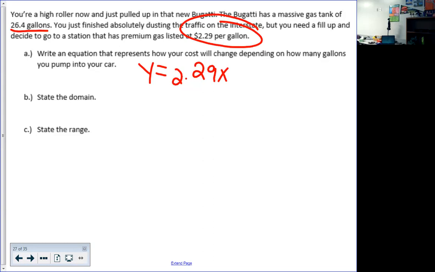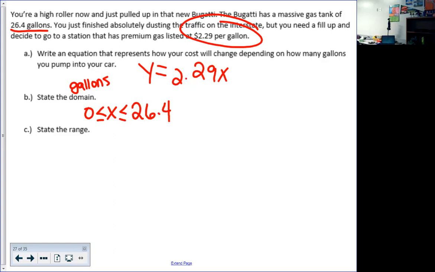So x represents the number of gallons. If that's the case, well, what's the lowest number of gallons that you can have in this car? Hopefully everyone's saying 0 right now. 0 is less than or equal to x. What's the highest amount you can have? 26.4.